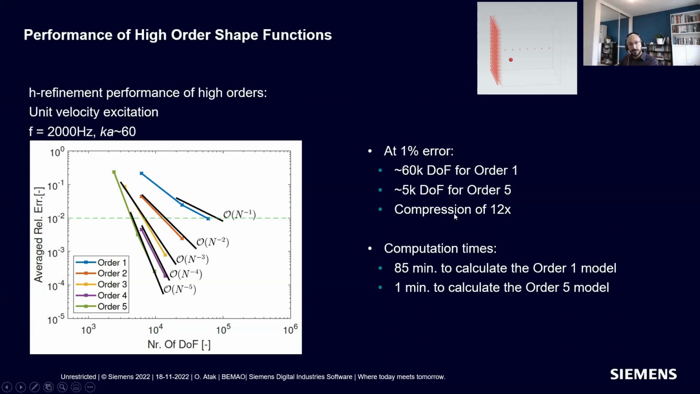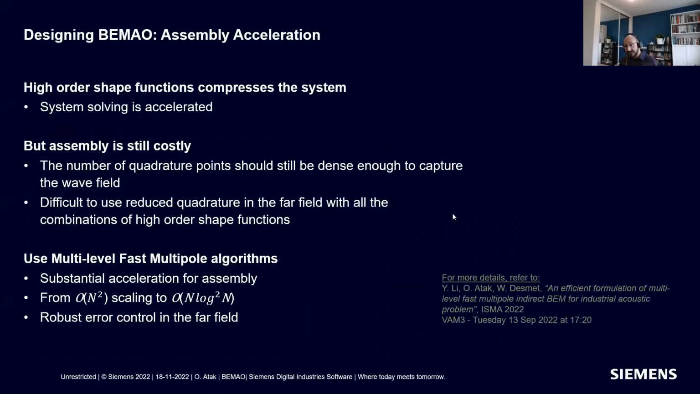So again, there's no adaptivity here. We're just showing why we want to go to high orders. And you can see here how powerful they actually are, how much they can compress the problem, and how you start to see a bit of this acceleration due to that compression.